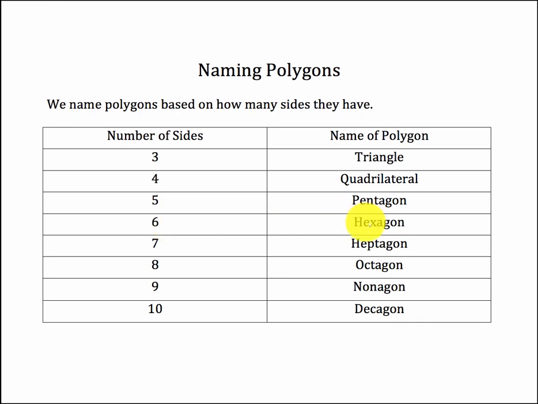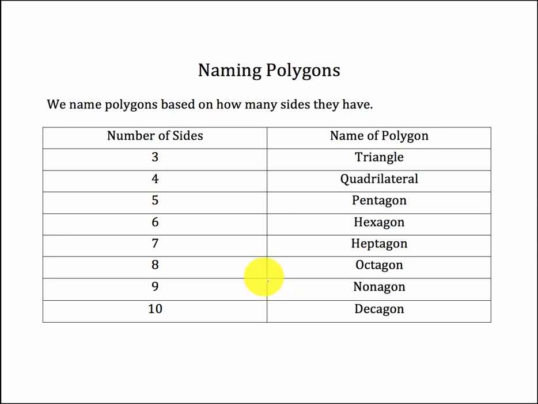6 sides is a hexagon. 7 sides, a heptagon. 8 sides, an octagon. You can think of an octopus, has 8 tentacles. 9 sides, a nonagon. I just remember that one because 9 and non sound similar. And 10 sides is called a decagon. Think of a decade, right? Has 10 years.